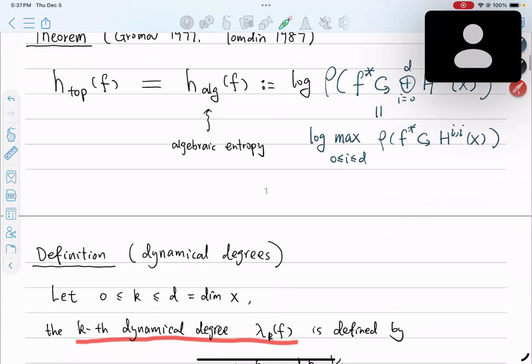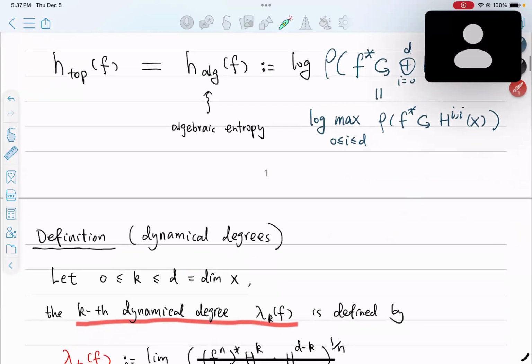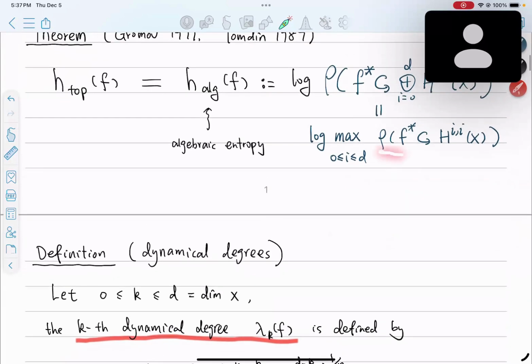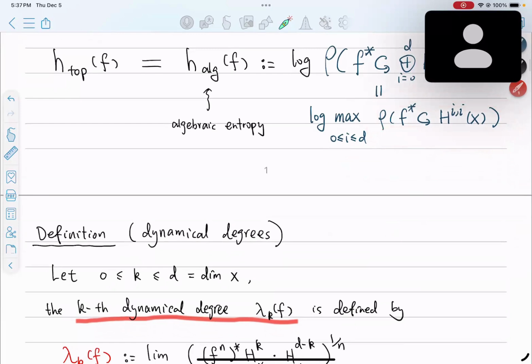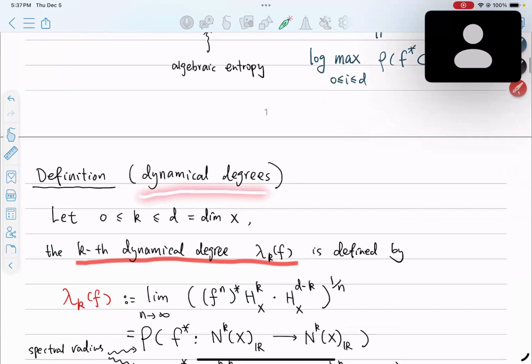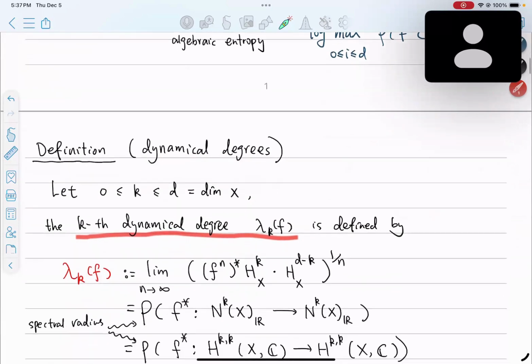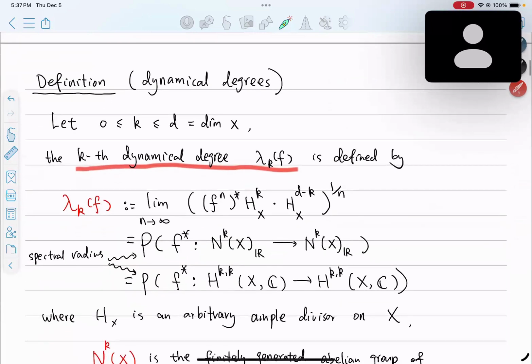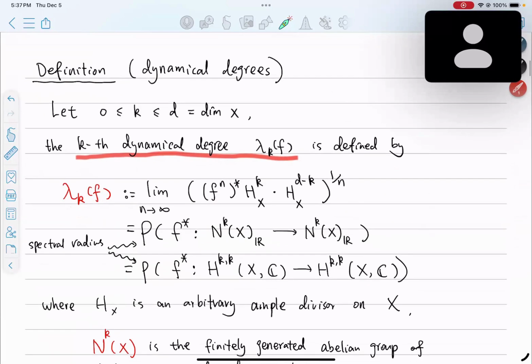So from here we can now define another invariant by this quantity. We call this number the dynamical degree. This is a very important invariant in algebraic dynamics. It's so important that it appears everywhere. So let me just recall the definition.